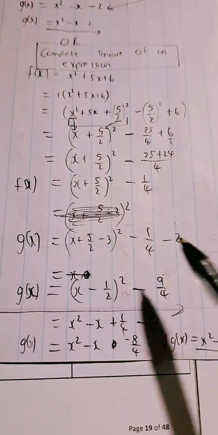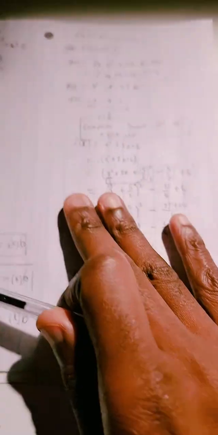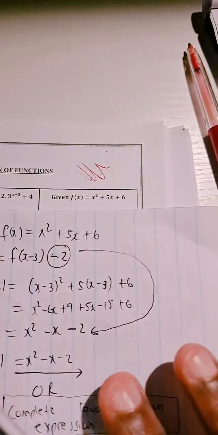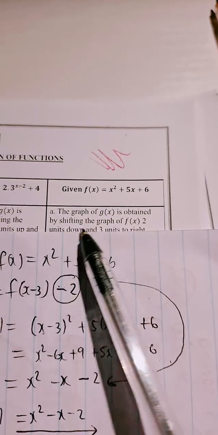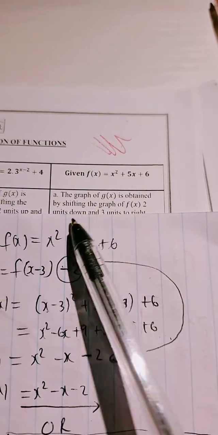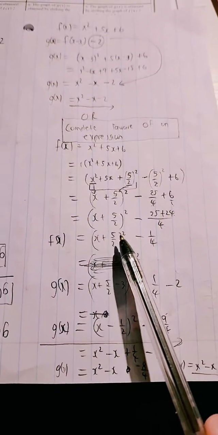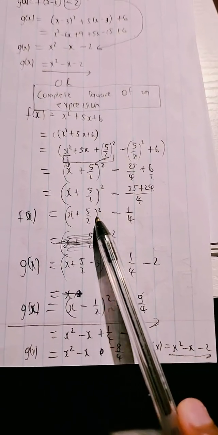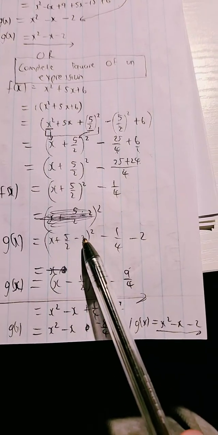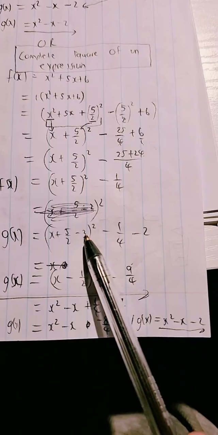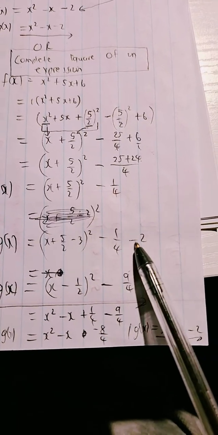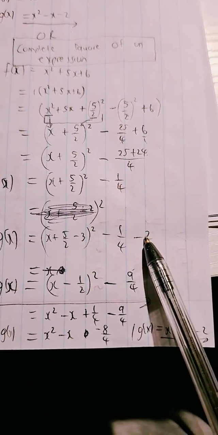Then, when we apply the transformation, remember, what did the transformation say? It said, when f of x is done what to it to obtain g of x? 2 units down. F of x is shifted 2 units down. That means we are going to do what to the p-value? We subtract 3 if we are moving 3 units to the what? To the right. Then we subtract 2 from q if we are moving 2 units down.